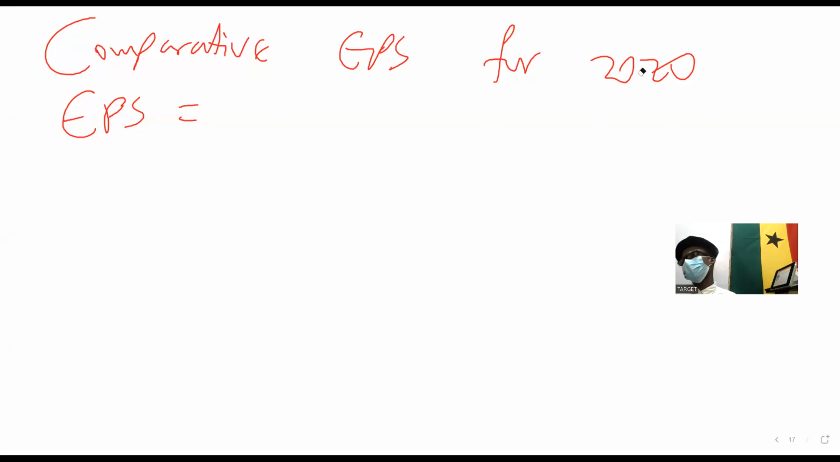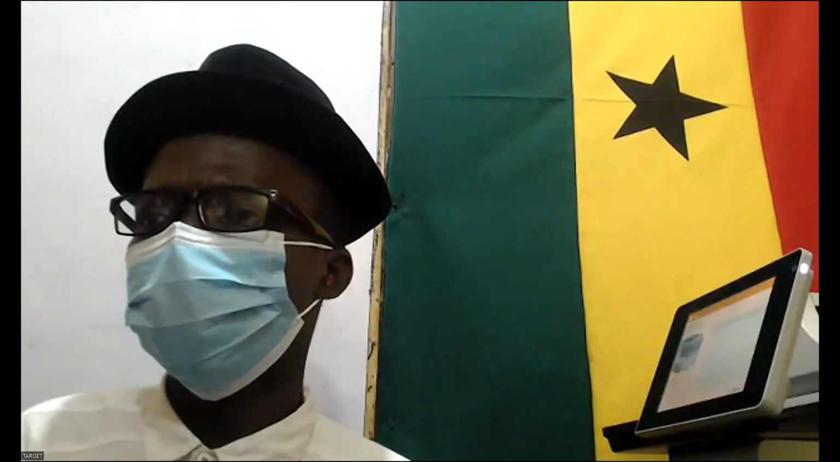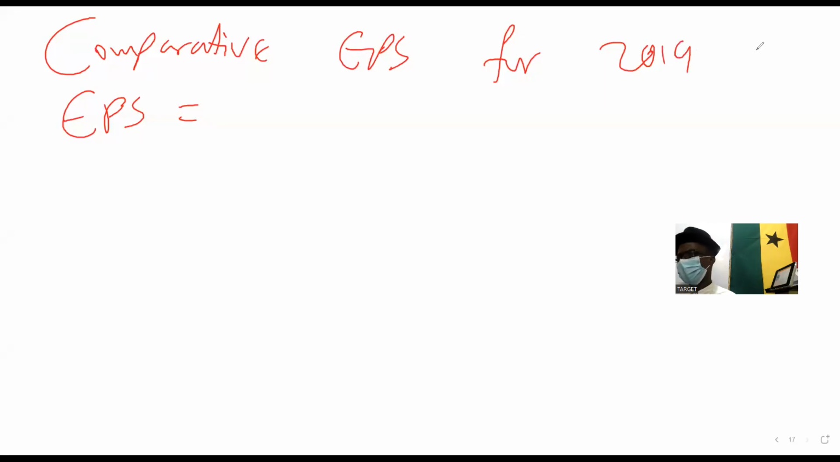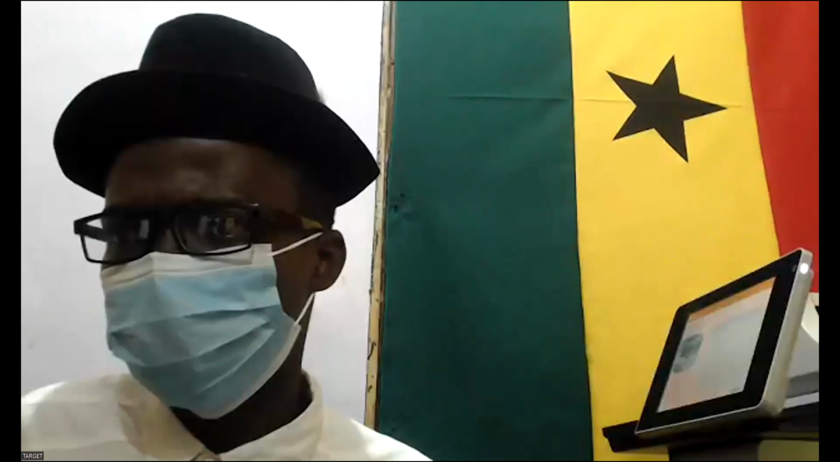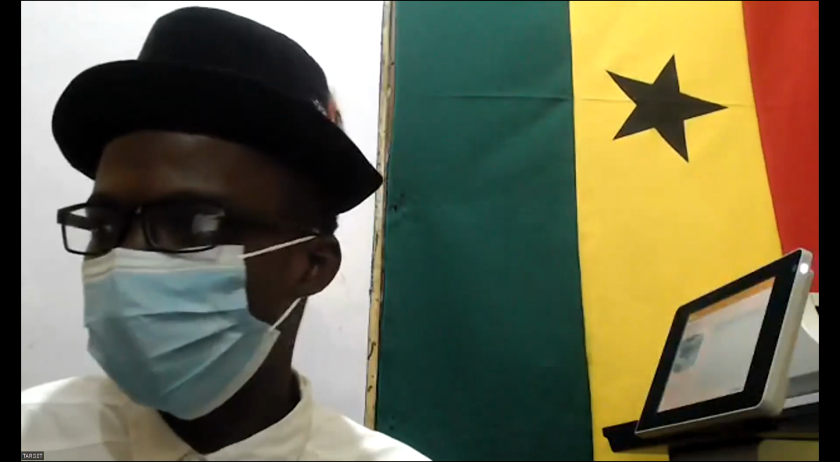The comparative earnings per share, we have to calculate for 2019, but we are going to compare it with 2020. Let me make it clear. We calculate for 2019, but we compare it with 2020. All we are going to do is assume that the bonus share also exists in 2019. That's all. Let me even provide more insight. Just assume. So anytime you are calculating comparative earnings per share, just assume, please.